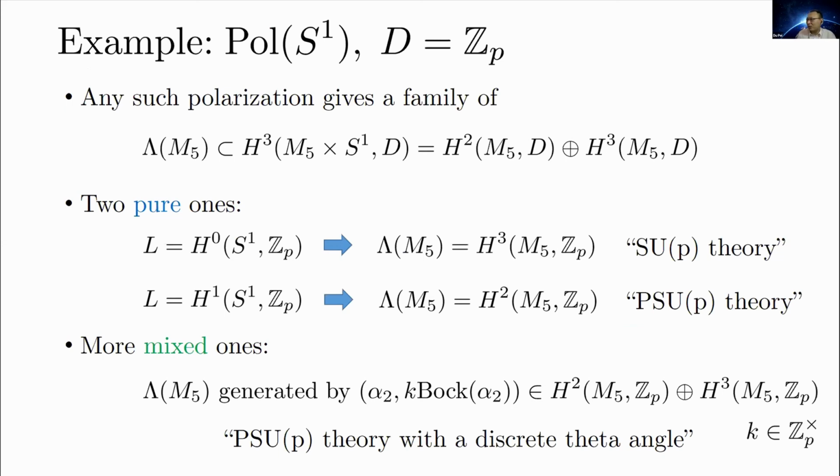Right. So here, the two pure ones are given by SUP theory and PSUP theory. Okay, but you can introduce a discrete theta angle term in the PSUP theory. If you have a W2 for the gauge bundle, you consider W2 times boson of W2 with a coefficient. That's an absolute theory, and this discrete theta angle has Witten effects to introduce some fractional charges on the boundary of other objects.